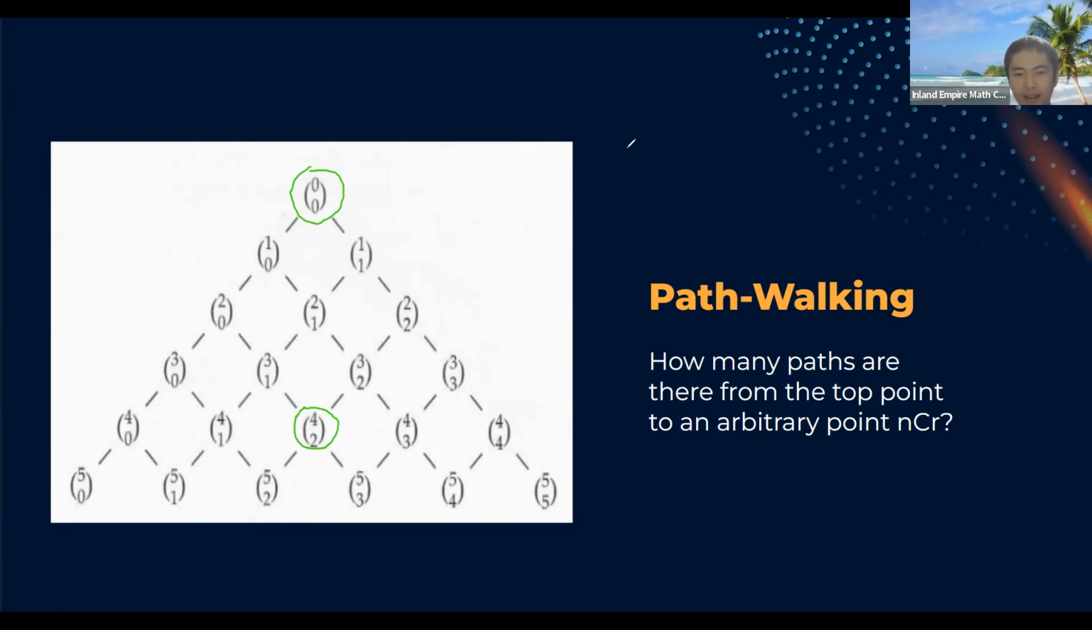8, 1, 6. Bingo. It is 6. So first of all, we can maybe experimentally verify that there is indeed 6. 1, 2, 3, 4, 5, 6. Okay, so yeah, there are 6 paths.